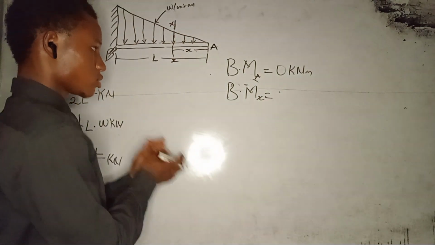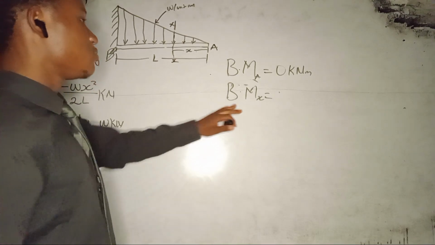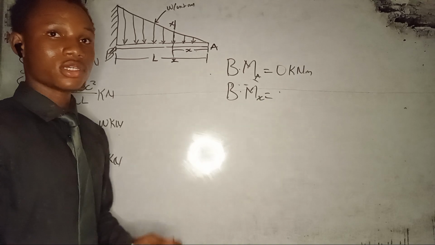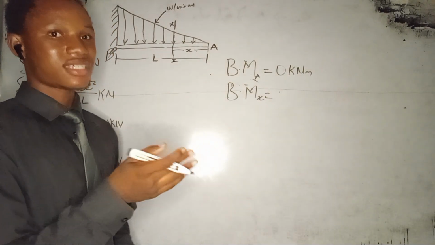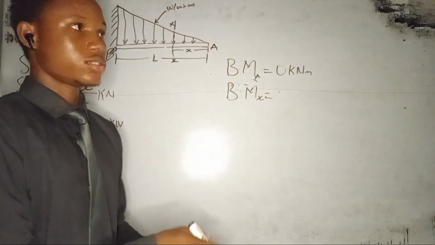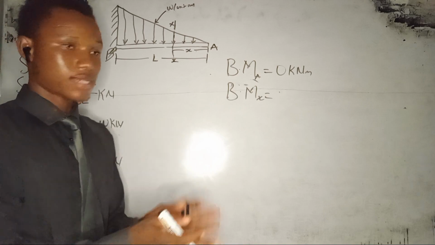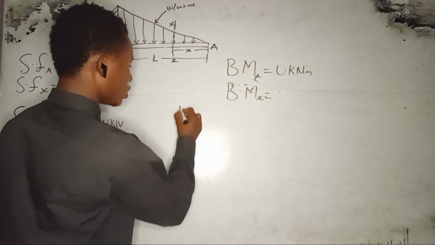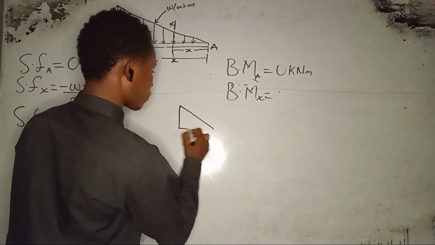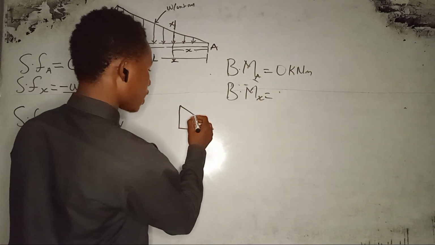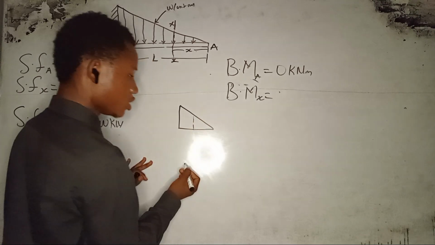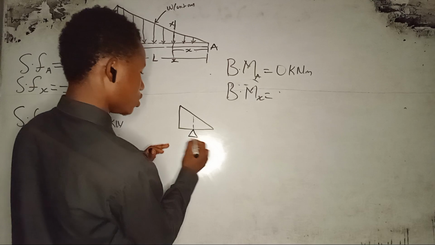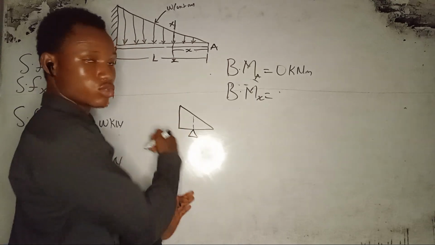Earlier I mentioned that the bending moment of any load is the shearing force times the distance at the centroid. But where is the centroid of a triangle? If I have a triangle, I cannot say that the centroid is at the middle of the triangle, because if I try to balance this on a pivot, it is going to tilt to the other side.